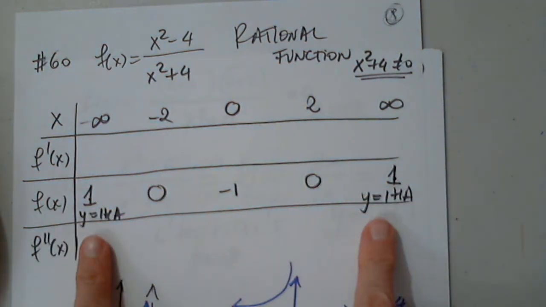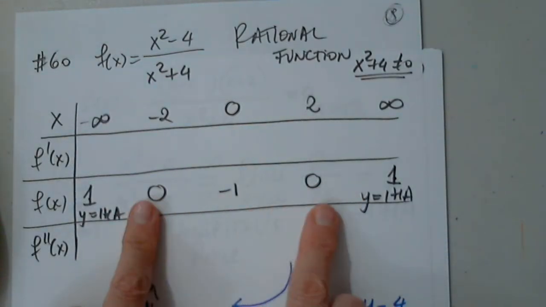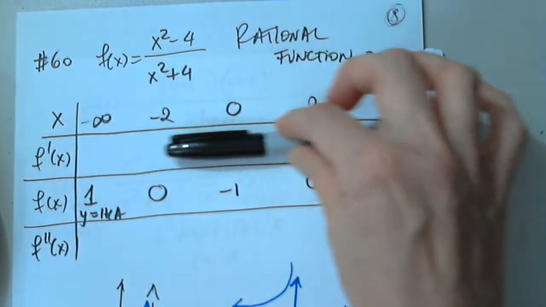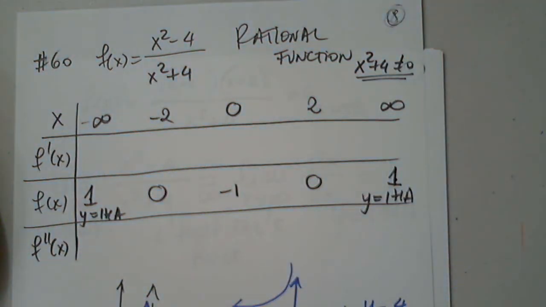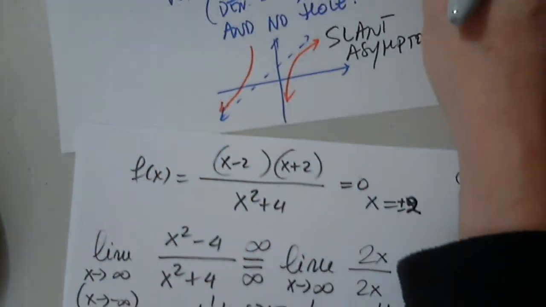I found the limits. I found the horizontal asymptote. I found the x and y intercepts. The function is always defined. Finished. I'm moving on to the first derivative. Good. So the function.